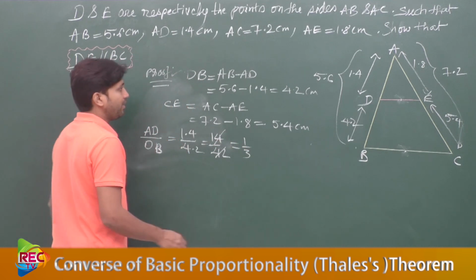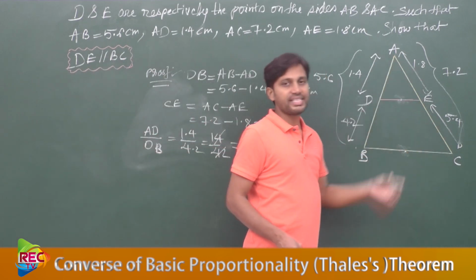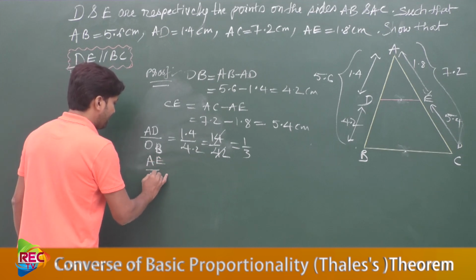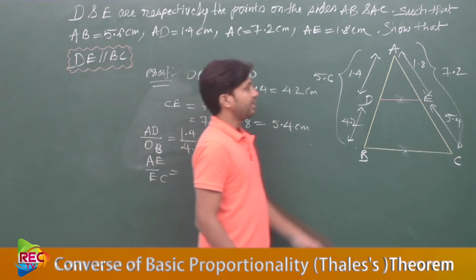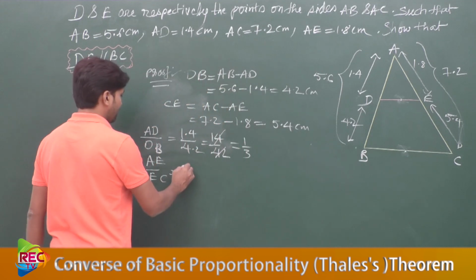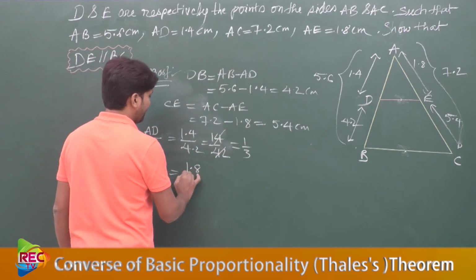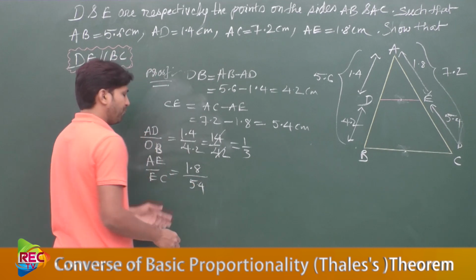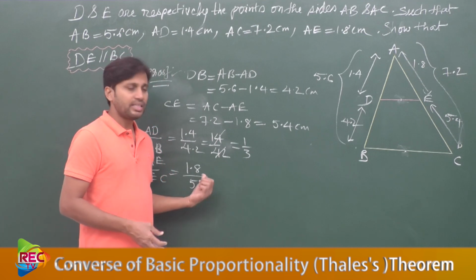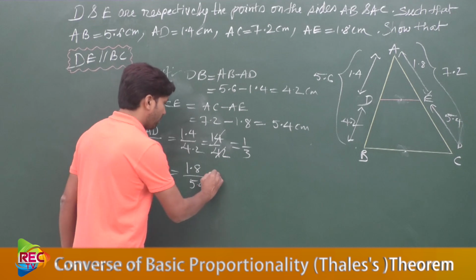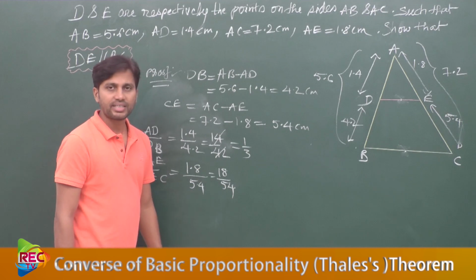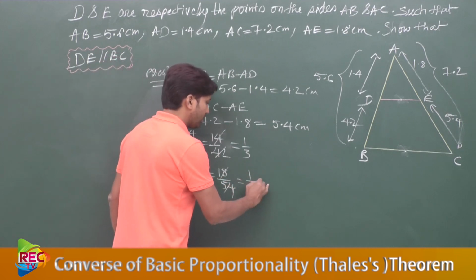Okay, now find out the ratio between AE and EC. The ratio of AE and EC would be how much? Here AE is 1.8 and EC is 5.4. Let us write down 1.8 and 5.4. Again, if you do the multiplication and division with 10, these decimals can be removed. Then we can write 18 by 54. Now how many times will 18 cut 54? 18 three times only, no? So this is also 1 by 3.